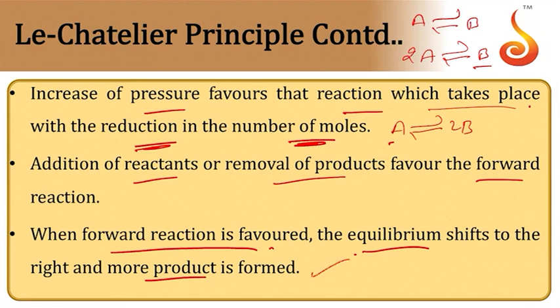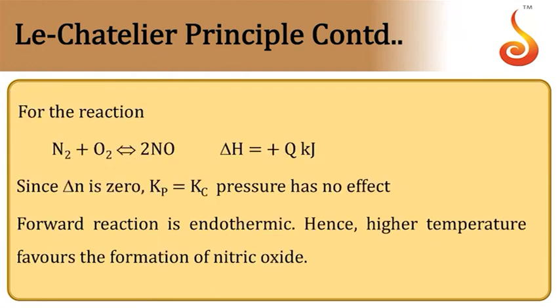So Le Chatelier's principle says that if you increase the concentration of reactants or decrease the concentration of products, it moves in the forward direction. When you increase the temperature, it favors the endothermic reaction. If the pressure is increased, it moves in the direction where you have fewer moles. Now, examples of Le Chatelier's principle. Take the formation of nitric oxide: the reaction is endothermic in nature, and here delta N is equal to 0.